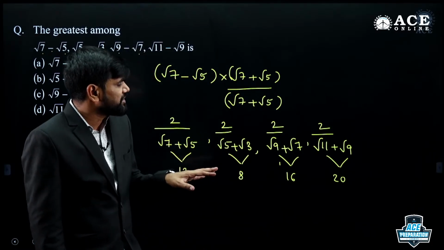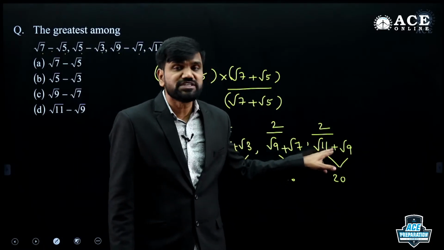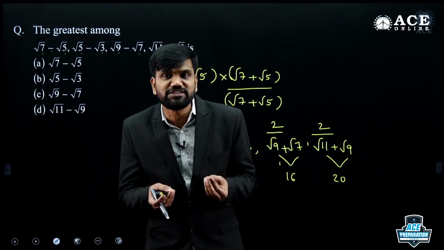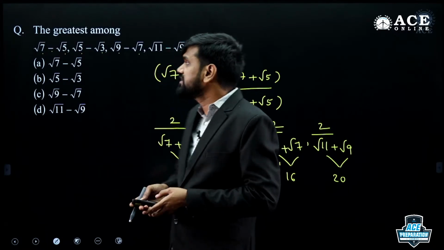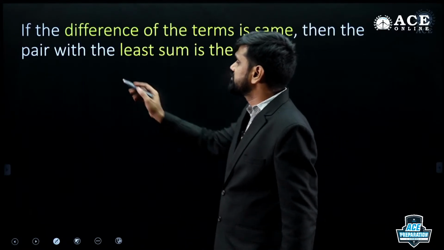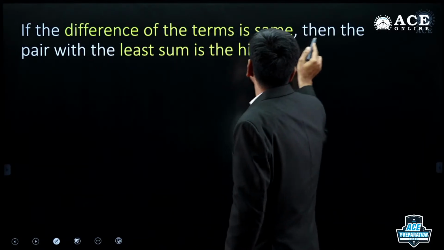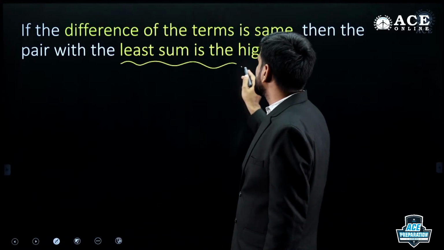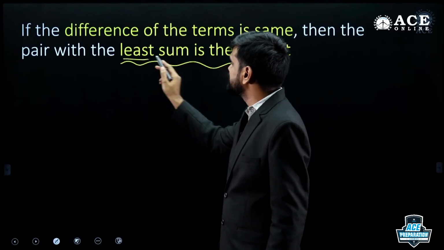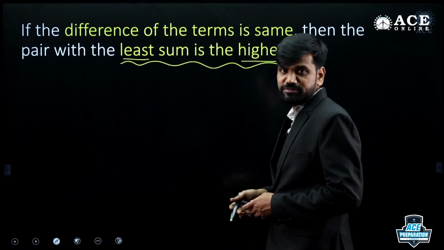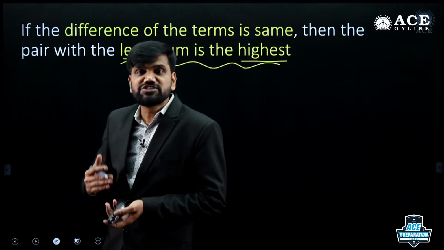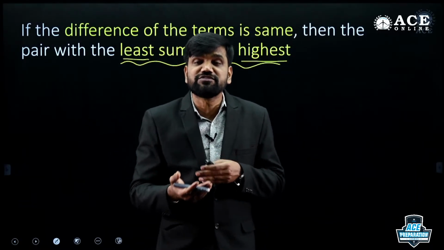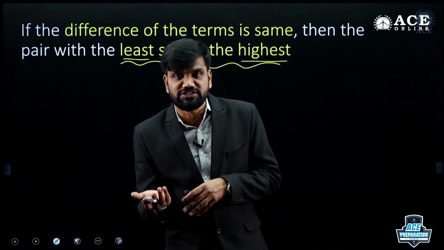Which one will give you the highest denominator? Whichever set of terms adds up to the highest. So when the difference between the terms is same, the fraction with the least sum is the highest. The fraction with the least sum is going to become the highest. The fraction with the highest sum will become the least, the opposite.